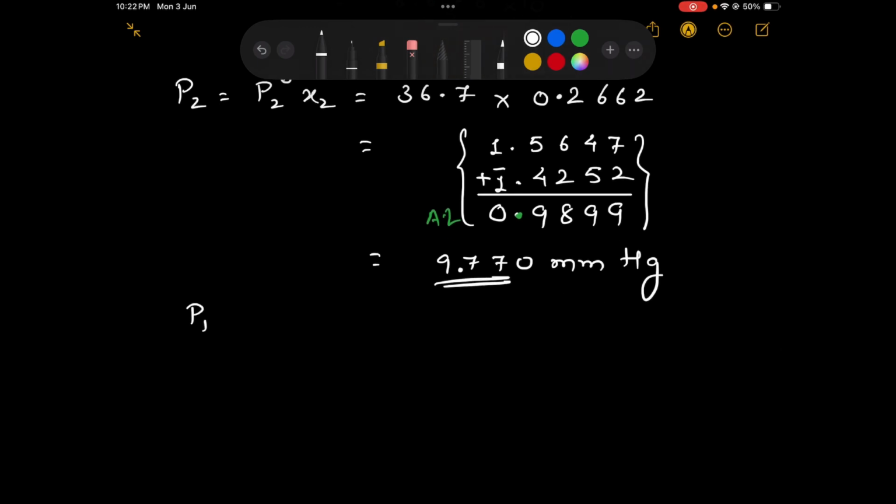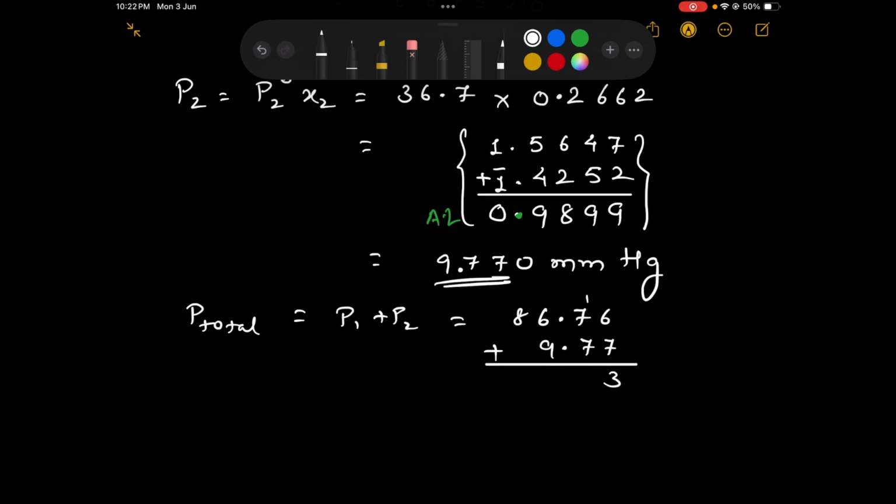Final thing that is left is P total. P total is equal to P1 plus P2, that is 86.76 plus 9.770. So we get 6, 1, and this is 9. That is P total, 96.53 mm of mercury.